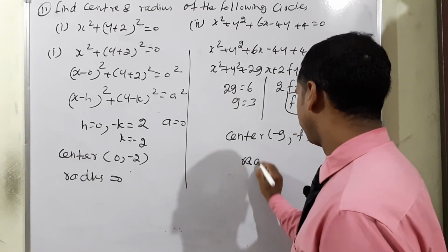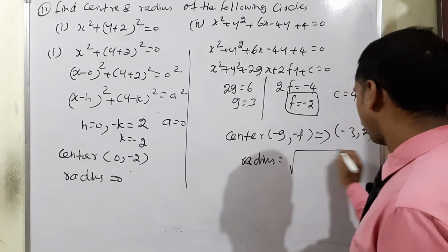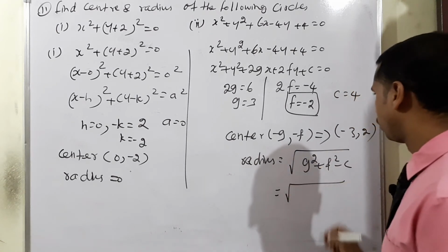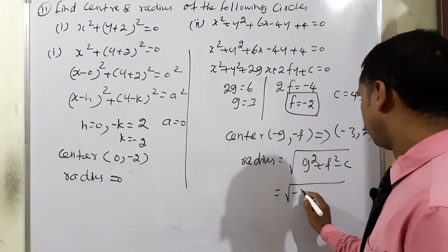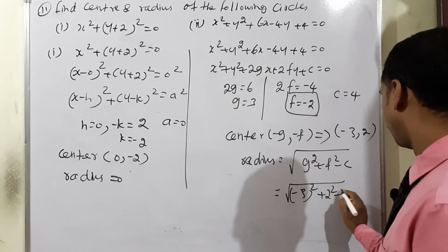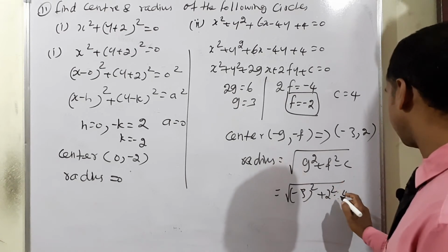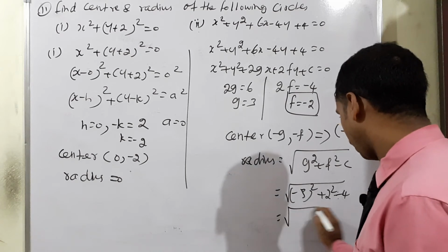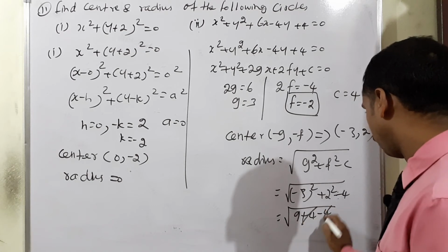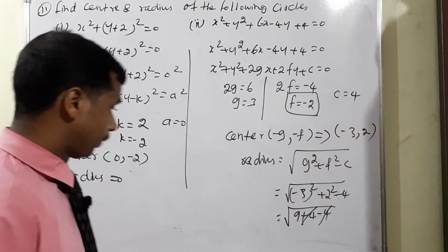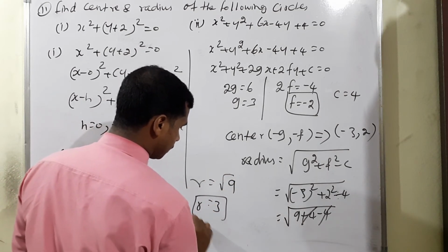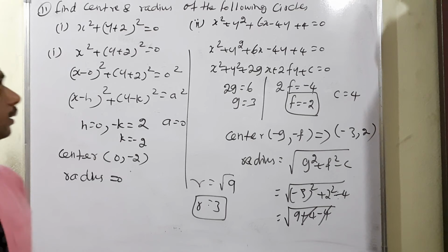Then radius is equal to square root of g square plus f square minus c. Therefore, square root of g square means minus 3 the whole square, then plus 2 square and positive 4. So, negative 4, no, because minus c, negative 4. Again, square root of minus 3 the whole square means 9, 2 square means 4, negative 4, plus 4 minus 4 cancel. Therefore, radius, square root of 9 means r is equal to 3. Subdivision 2 also done. I will continue with the next subdivision.